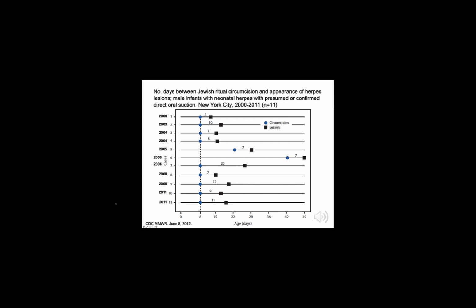All of these cases followed and did not precede circumcision. And in two cases, where ritual Jewish circumcision was delayed for a reason of the baby being ill, perhaps having jaundice or some other cause, herpes lesions developed again within an incubation period following that delayed circumcision.